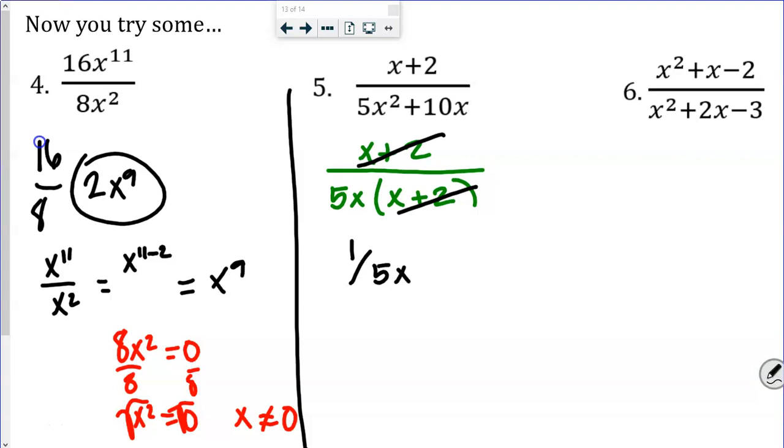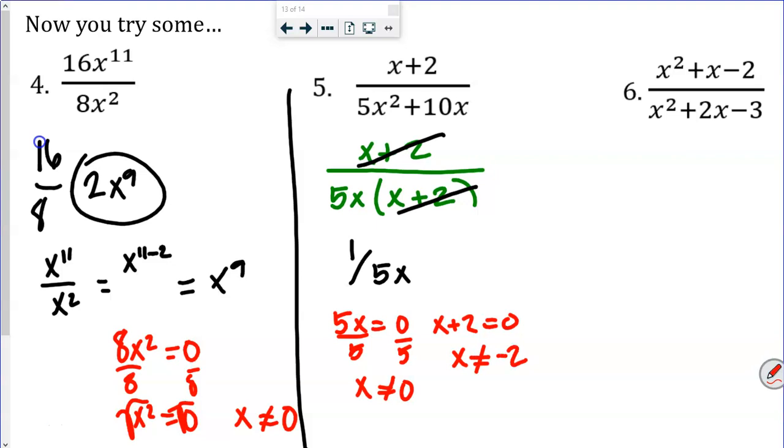Now, remember, we got to set both of those factors, the 5x and the x plus 2, equal to 0. So we're going to say 5x equals 0. Divide both sides by 5. So that means x cannot equal 0. And then we've got x plus 2 equals 0. So x cannot also equal negative 2, okay?